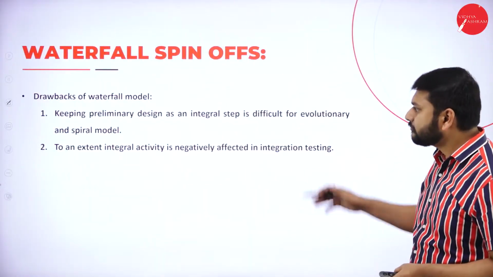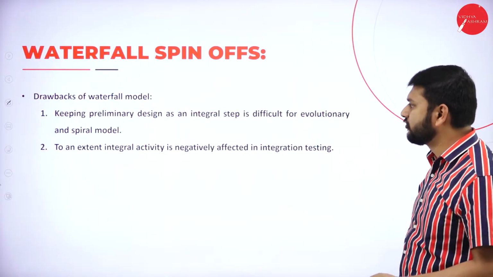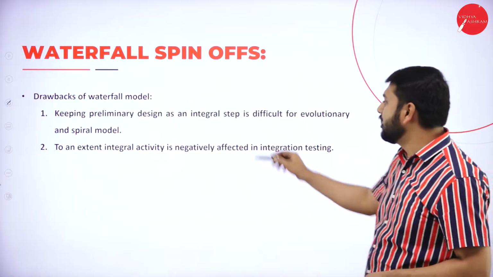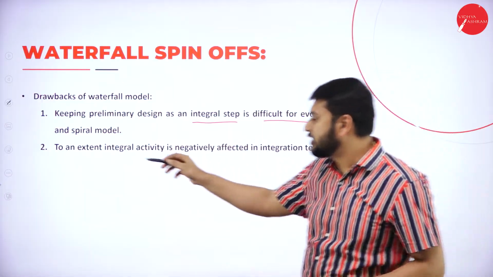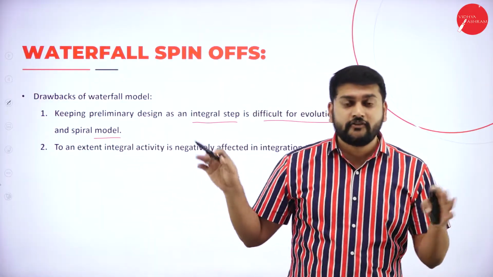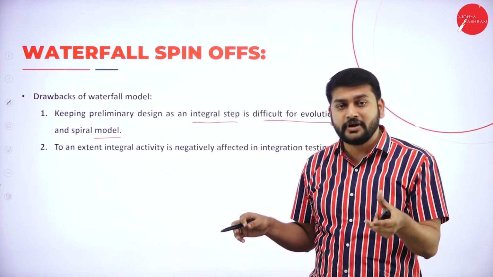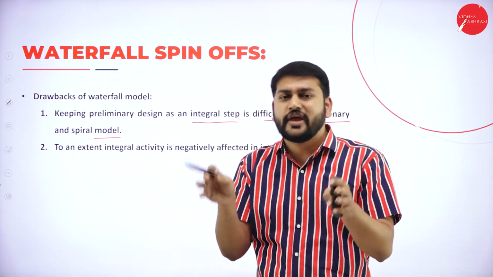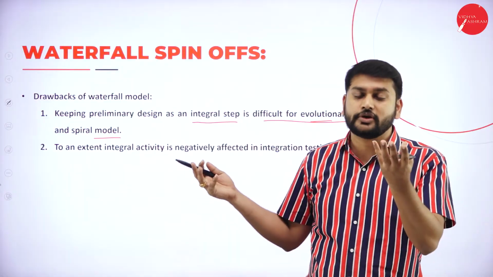Before that, let me discuss some of the drawbacks of the waterfall model, which I've already discussed. Keeping the preliminary design as an integral step is difficult for the evolutionary and spiral models. What is the meaning of it? Preliminary design means high level design, so you don't have the detailed design. That is very difficult for the evolutionary and spiral models.